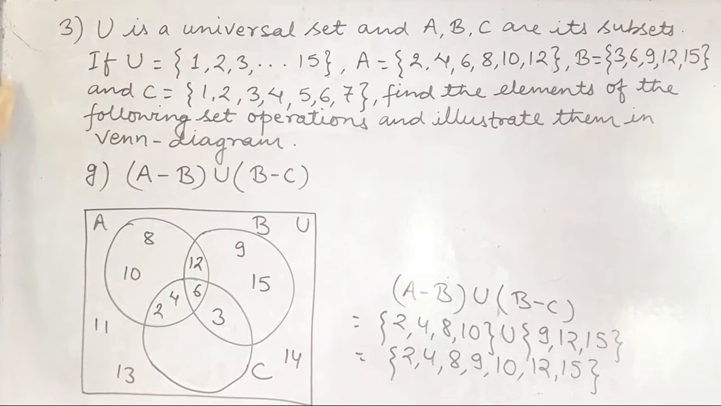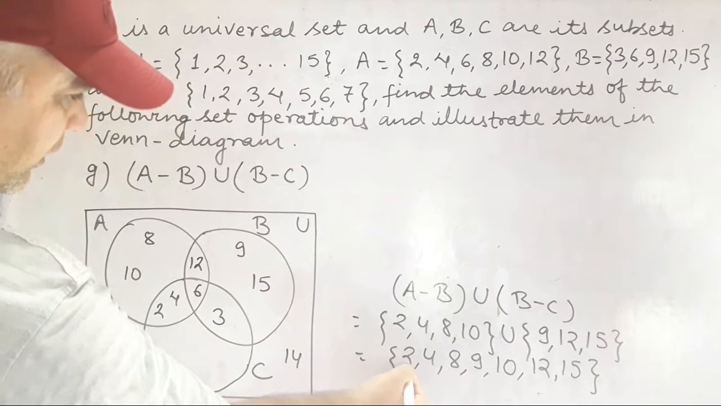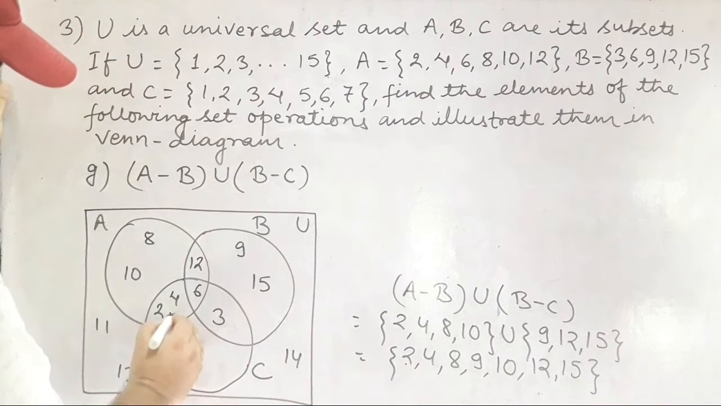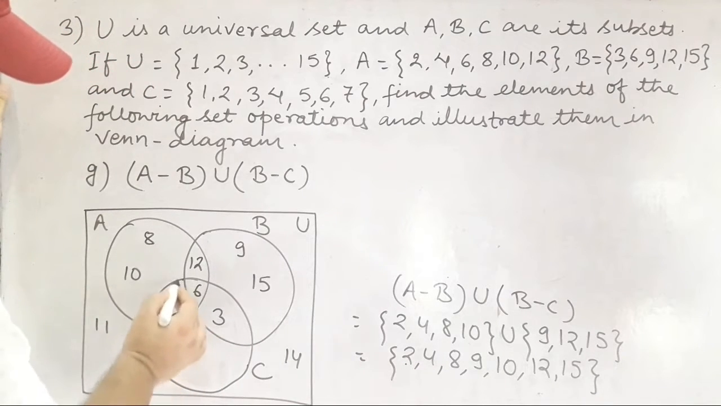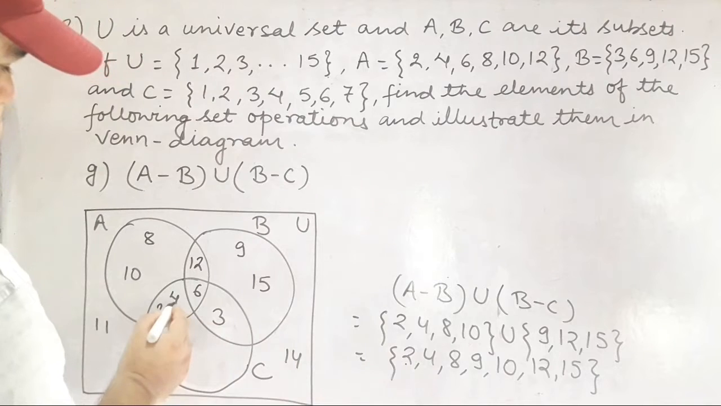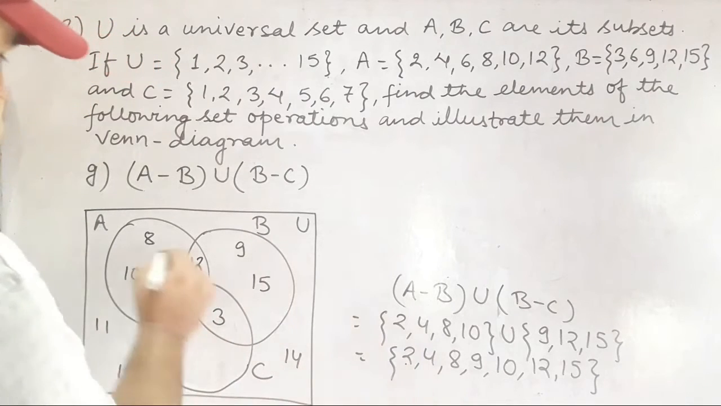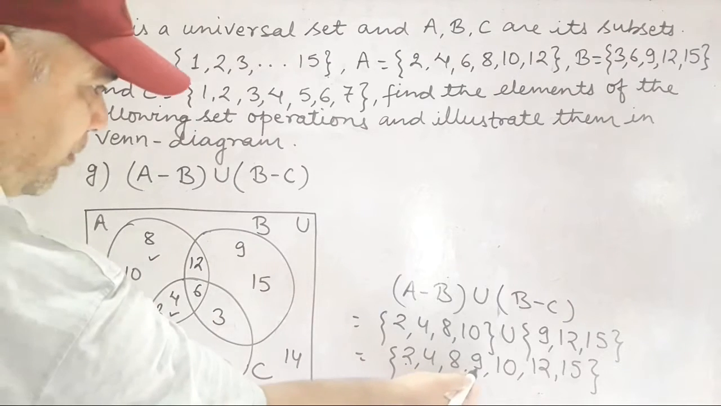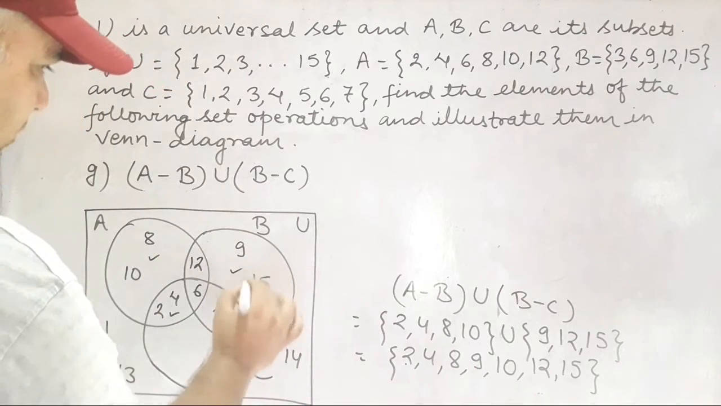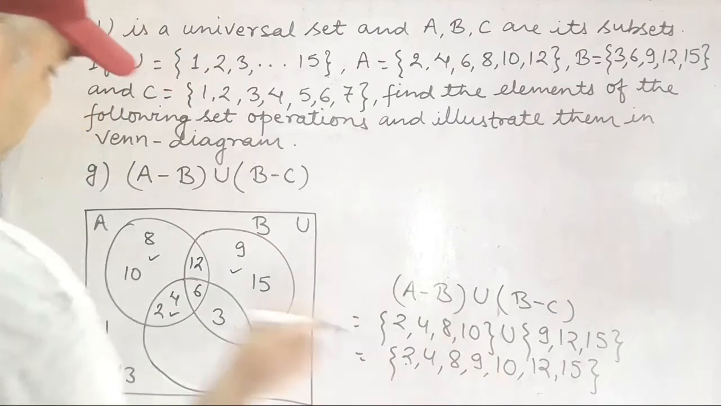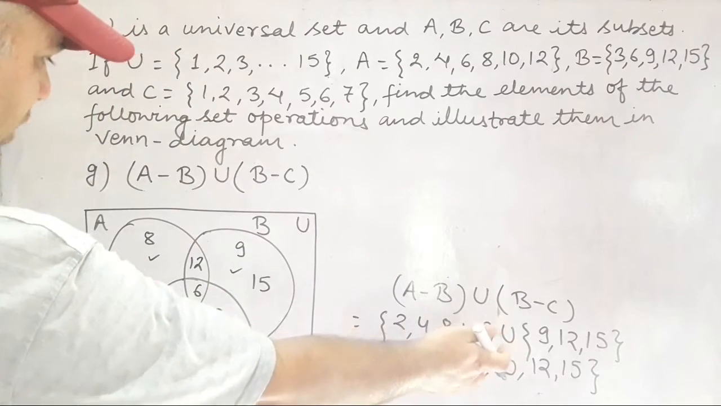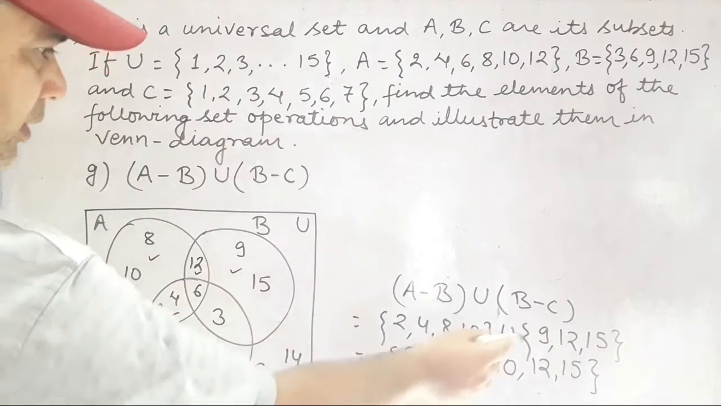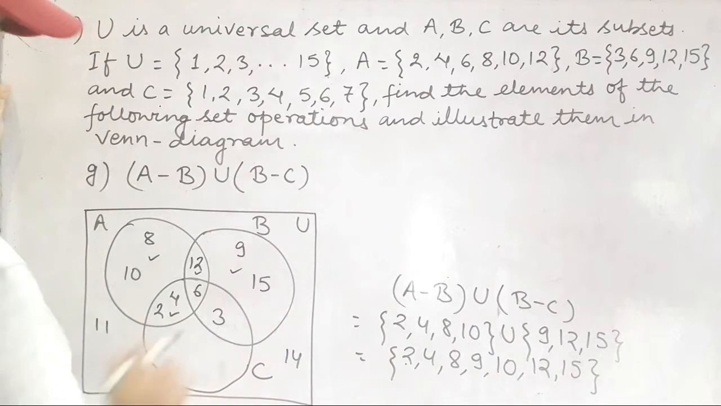Now, the Venn diagram, I have already made the Venn diagram. Now it's time for shading. Let's see the part containing the element 2. This part contains the element 2. The element 4, the same part. The element 8, this part. The element 9, this part. The element 10, the same part. The element 12, this part. The element 15, the same part.